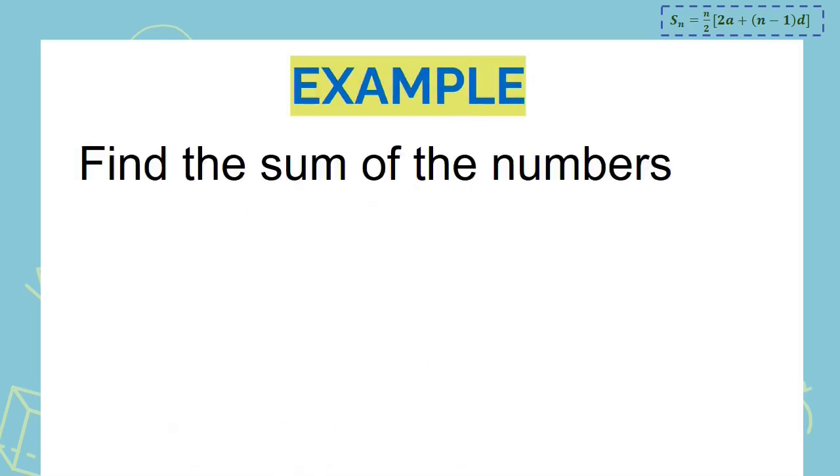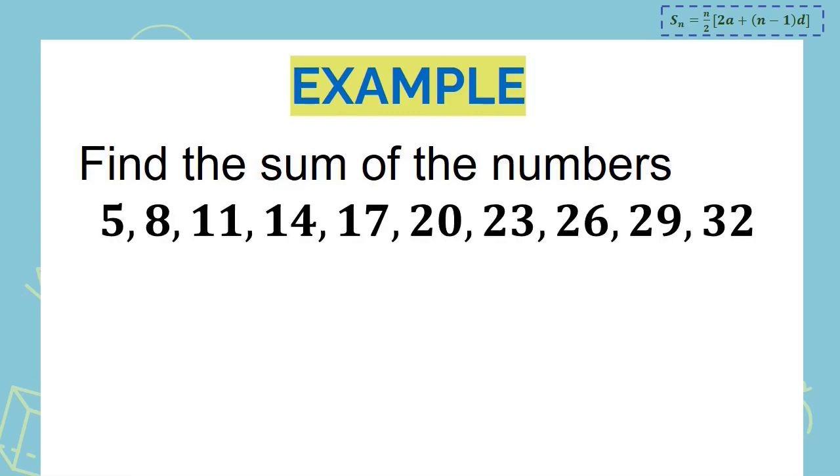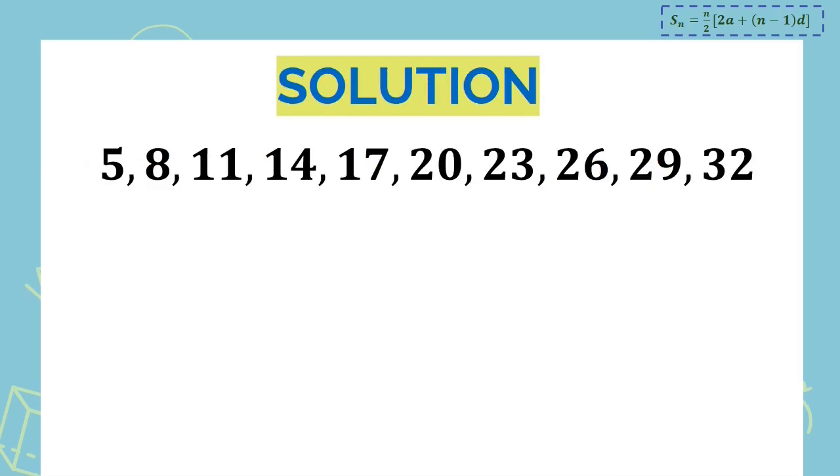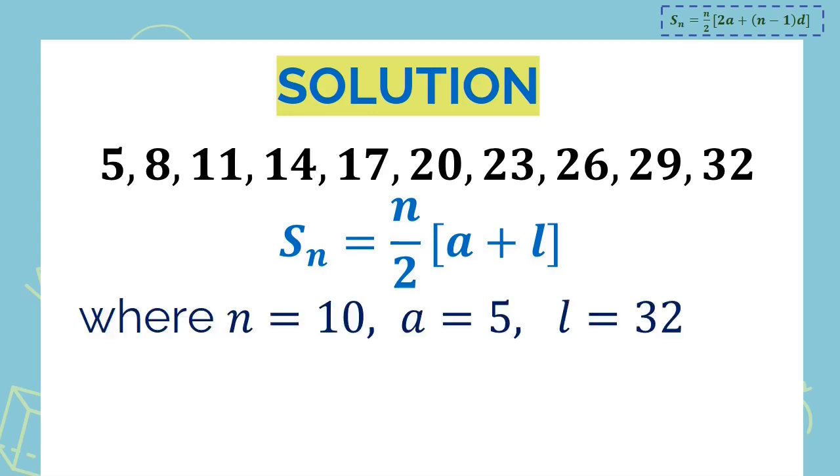In this example, we have to find the sum of the numbers 5, 8, 11, 14, 17, 20, 23, 26, 29, 32. And so in this case, we have to add all the numbers together. In our solution, remember that to find the sum of any linear sequence, it is given by S subscript n equals n over 2 multiplied by a plus l. And we know that based on the question, the number of terms we have is 10. So when we count all the numbers given from 5 up to 32, you can see that the numbers are 10.